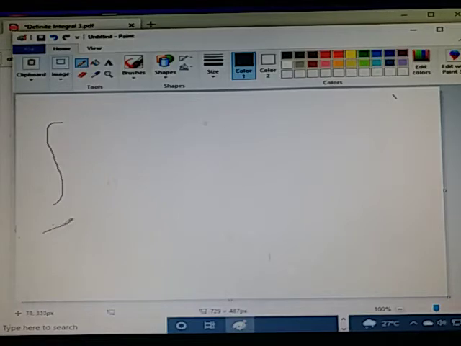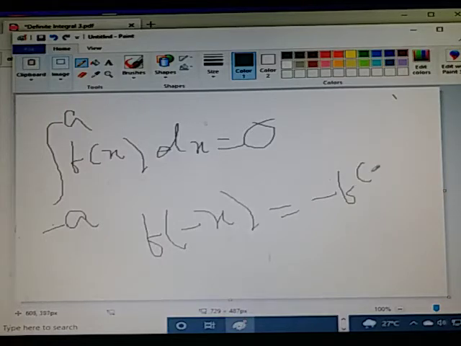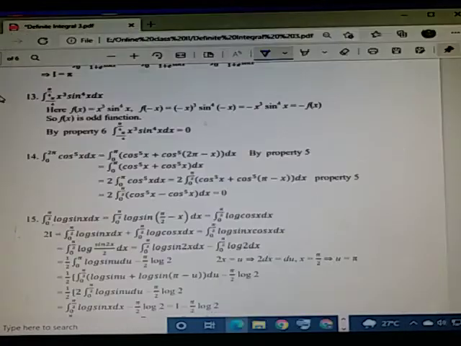So the integration of f(x) dx from minus a to a is equal to 0 if f of minus x is equal to minus f(x). This is an odd function. This means f of minus x is equal to minus f(x), that is, f(x) is an odd function. So we are applying this one.